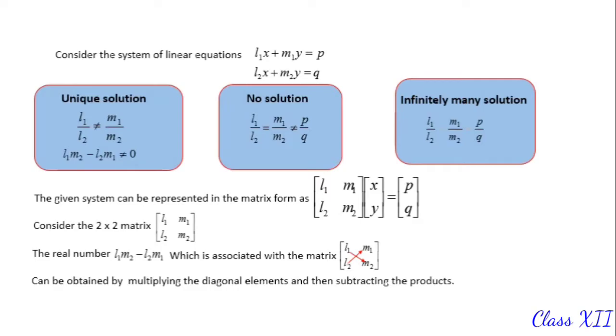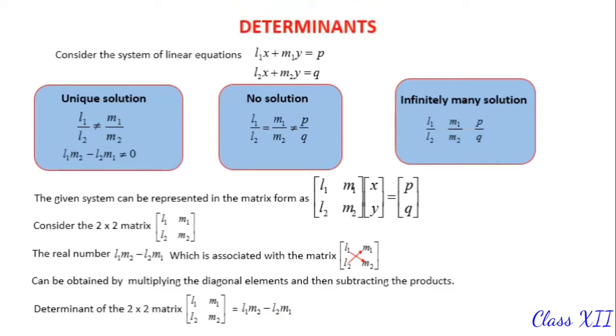This real number, which we get from this 2 by 2 matrix, is called the determinant of the matrix l1, m1, l2, m2. The real number we get is l1m2 minus l2m1. So today in this session we shall discuss the topic of determinants in more detail.